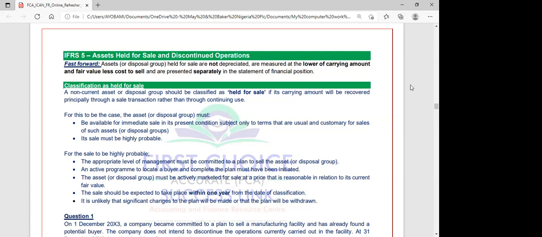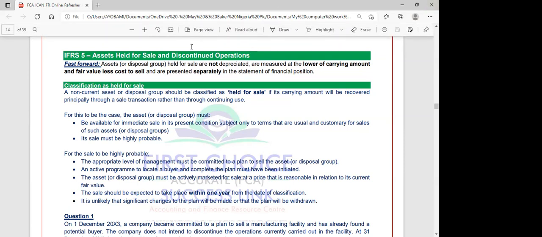So that means an asset can only be classified as held for sale if its carrying amount will be recovered through sale rather than continuing use. So what do you need to know here? Listen to me carefully. Recognition criteria. Before an asset can be classified as held for sale, two conditions must be met at the date of classification.